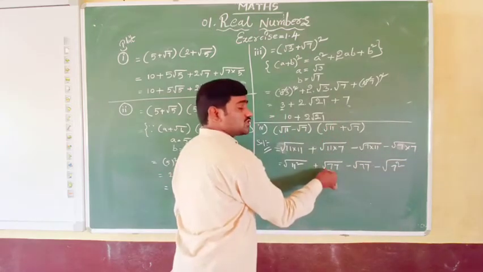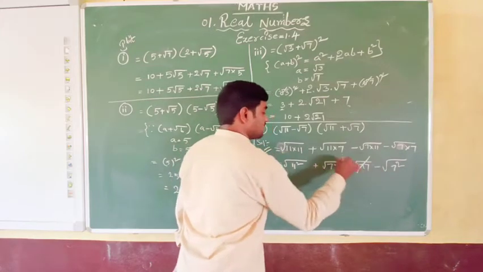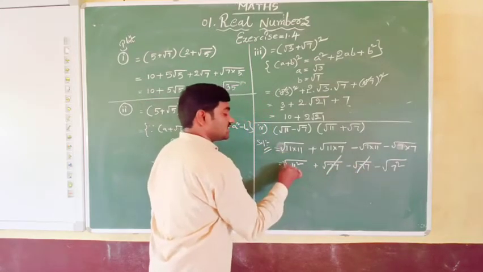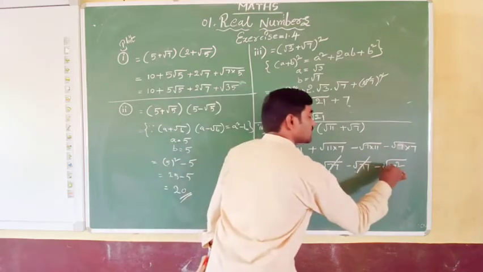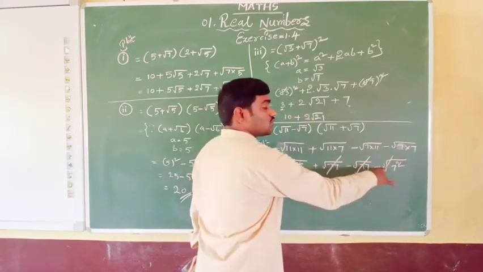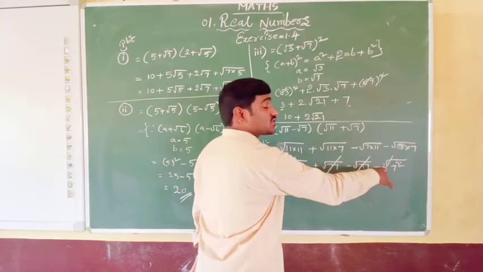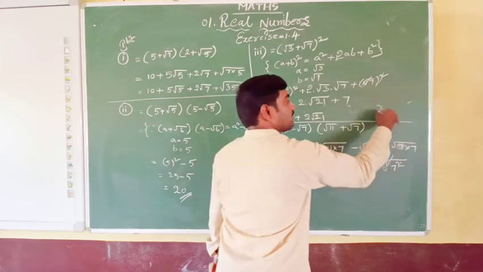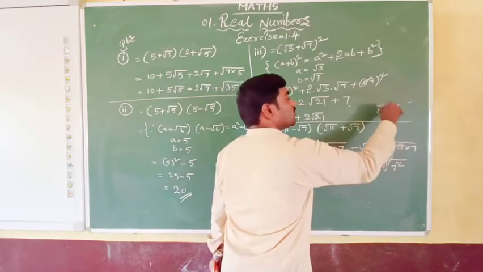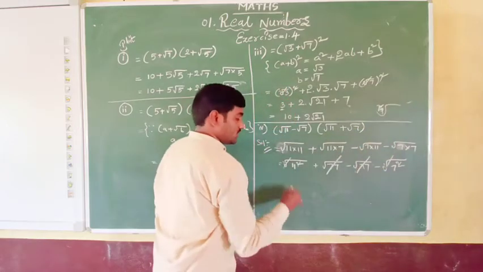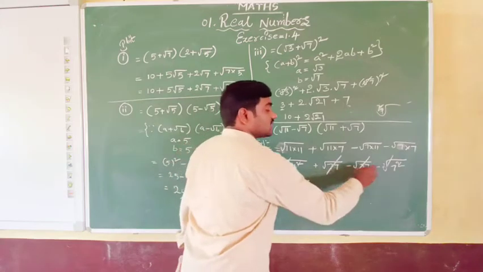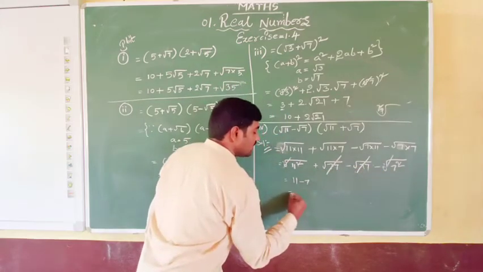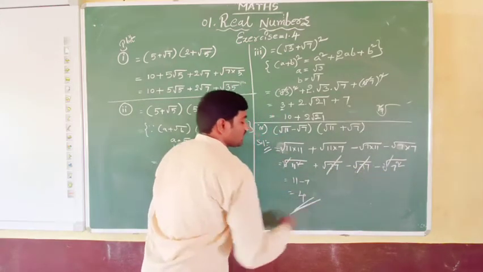See, plus root 77 minus root 77 get cancelled. Here it is a square root of 11, so square and square root get cancelled. Here also square and square root get cancelled. If there is no number here, this is the square root. If any number, that will be called cube root, fourth root, fifth root. In that way we got it. So what is left at last? 11 minus, here it is cancelled, here also it is cancelled. Only 7 is left. 11 minus 7 is giving us 4.